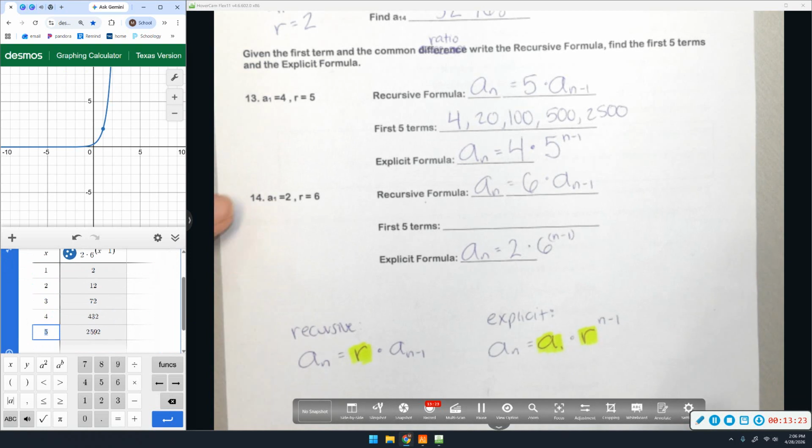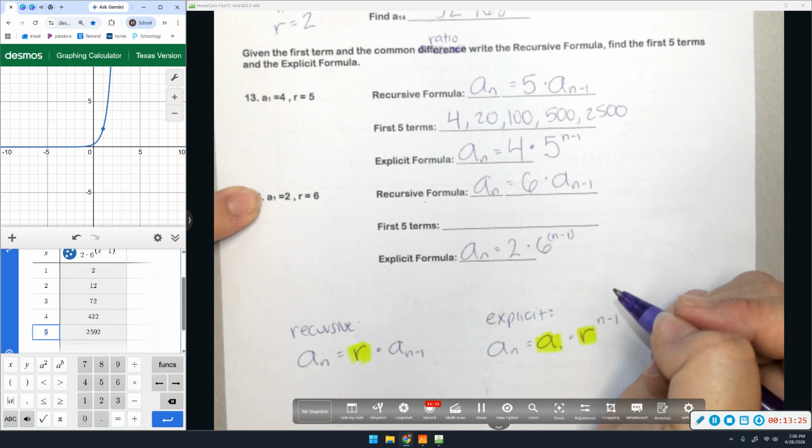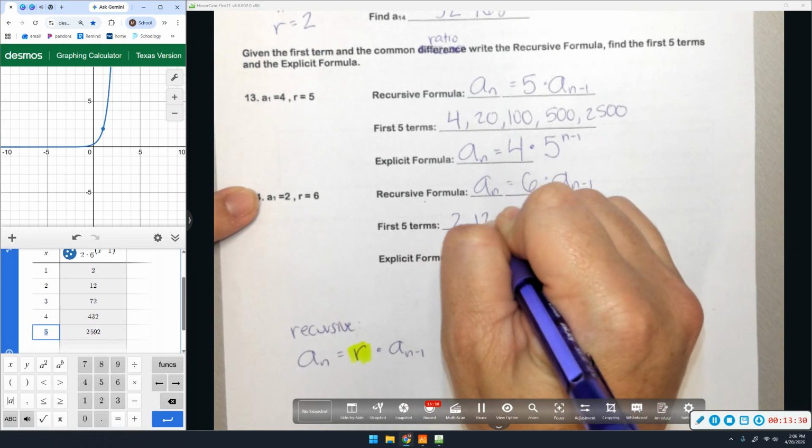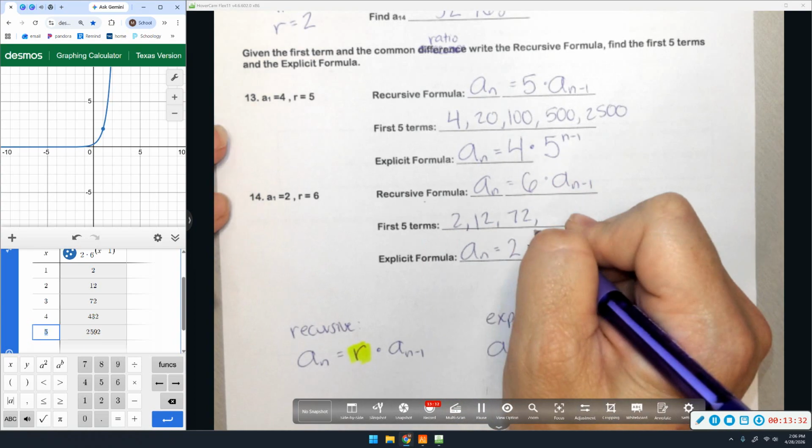So 2, is that what it told me my first term should be? Yes. 2, 12, 72, 432.